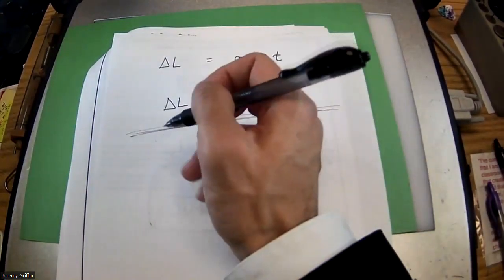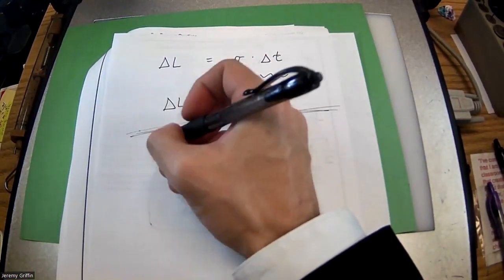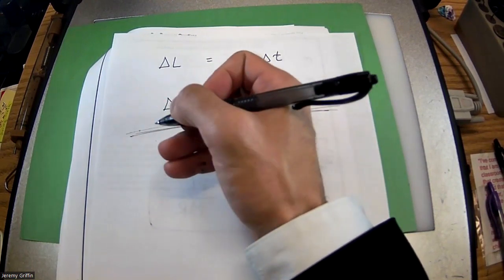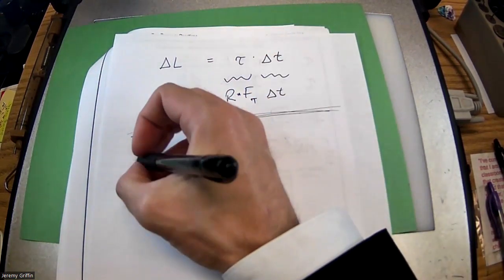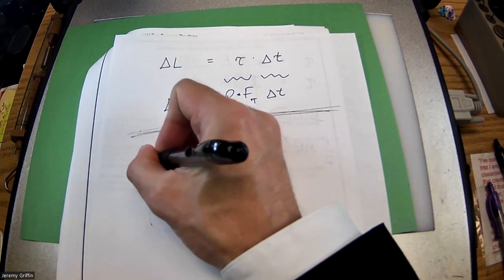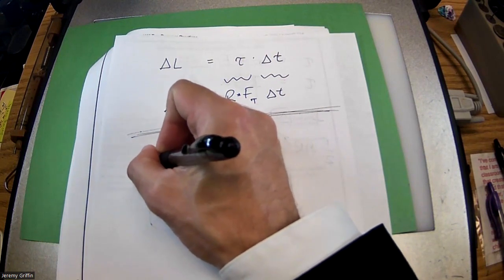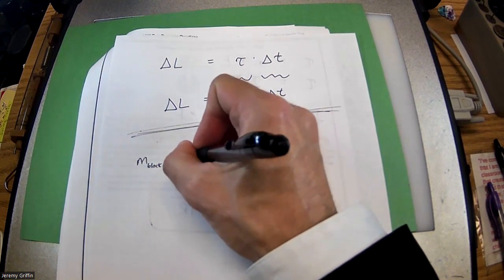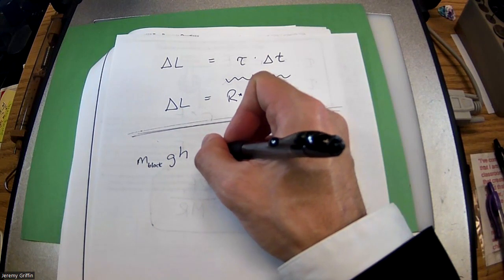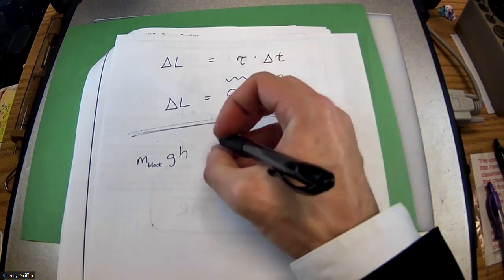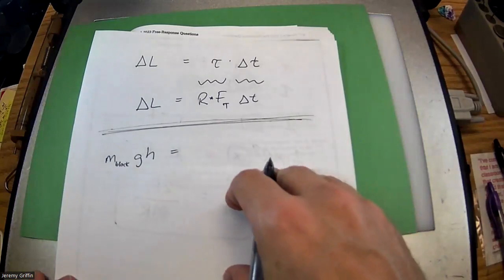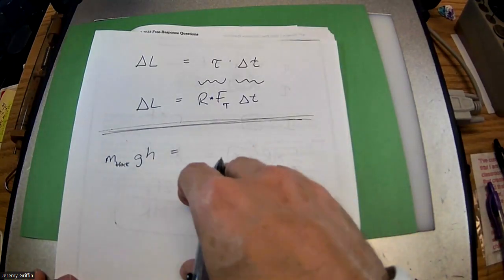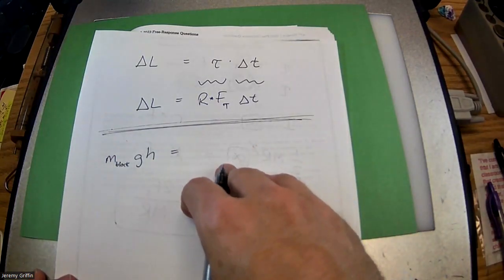So kinetic energy, let's think about this. There might be different ways to go about this, but I might do something like this. M of the block times gravity times the height change. Let me play around with this a little bit, and then if I'm not liking it this way, I might try something else.